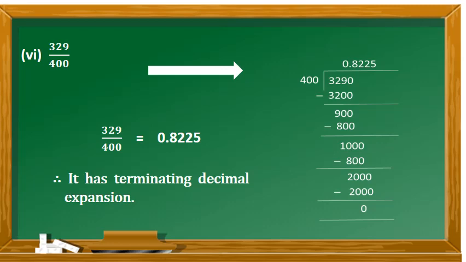Add 0 such that it becomes 2000. 400 divides 2000 5 times, that is 400 into 5 you get 2000. So what is the remainder now? The remainder is 0. Now the division has terminated, and also the decimal expansion in the quotient gets terminated. So what kind of a decimal expansion is it? It is a terminating decimal expansion. So 329 by 400 is equal to 0.8225, such that it is a terminating decimal expansion.